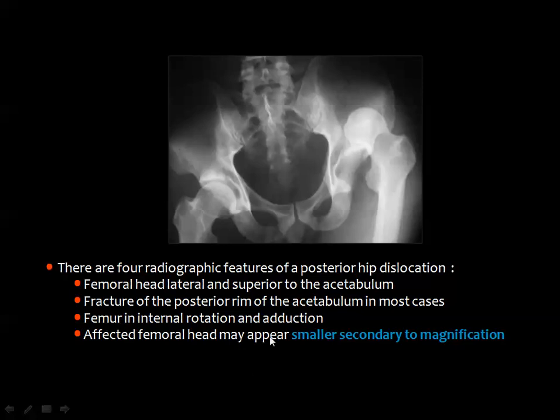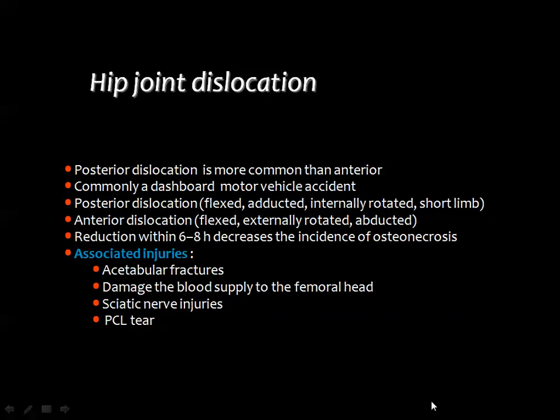And finally, if you look carefully here, you will see that the femoral head looks smaller compared to the non-dislocated femoral head, because this head is dislocated posteriorly and now is nearer to the film compared to this femoral head. Then you got some magnification here and you got less magnification there. That's why the dislocated femoral head looks smaller compared to the non-dislocated one. And posterior dislocation is common and is usually secondary to motor car accident.